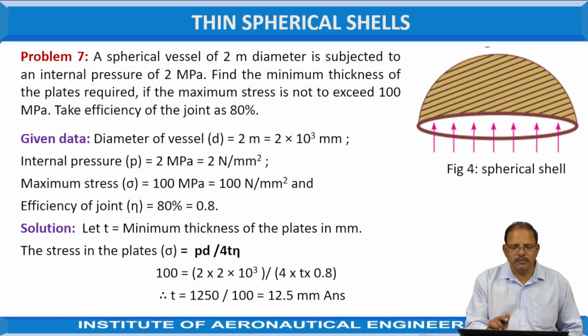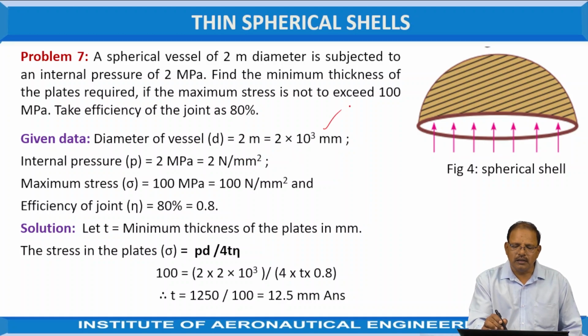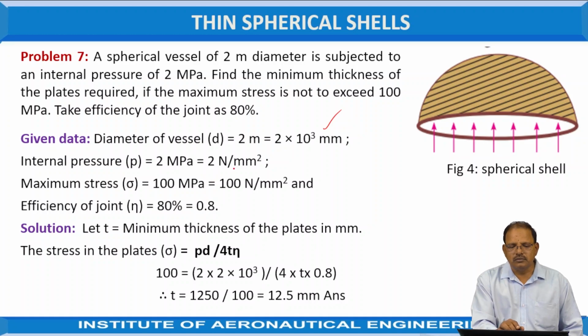So the given data in the problem: the diameter of the vessel is 2 meters, but we are converting all the dimensions into millimeters. So 2 meters is equal to 2 into 10 to the power of 3 mm. Internal pressure P is 2 megapascal, which is 2 Newton per mm square. The maximum allowed stress is given as 100 megapascal, which is 100 Newton per mm square. The efficiency of the joint is given as 0.8.